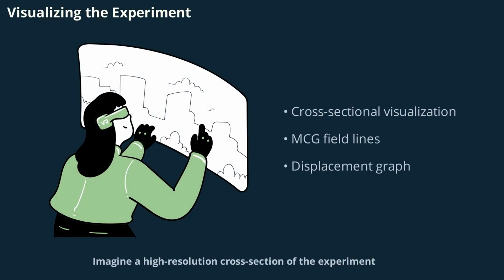Imagine a high-resolution cross-section of the experiment. A vacuum chamber houses a suspended slab with stress actuators and laser interferometer readout. Overlaid are red and orange MCG field lines bending slightly sideways through the stress specimen.